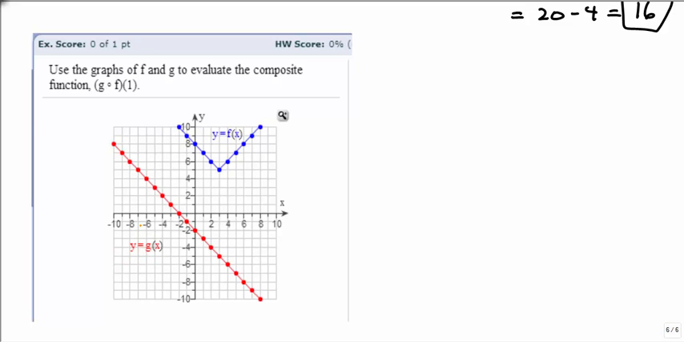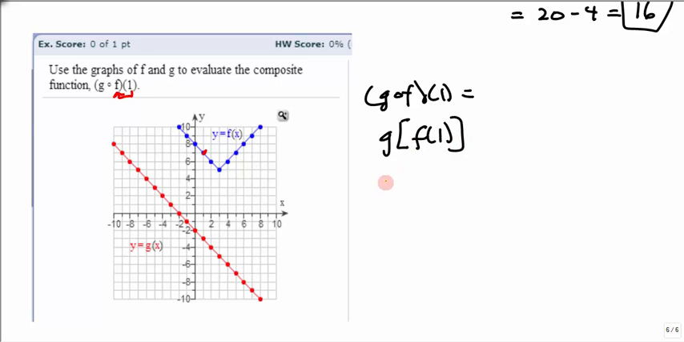Well, remember what composite functions mean. This means take a 1 and plug it into the f function. Well, here's my f function. If I plug in a 1, it looks like to me that I get a 7 back out. So let's have a look. g of f of 1 is equal to g of f of 1. And I like to put brackets to distinguish what I'm plugging in. And I just found out that when I plug 1 into my function f, I get a 7 back out. So f of 1 equals 7.